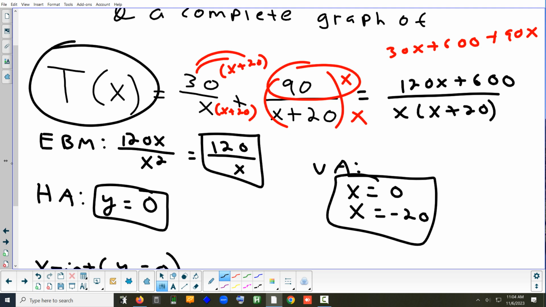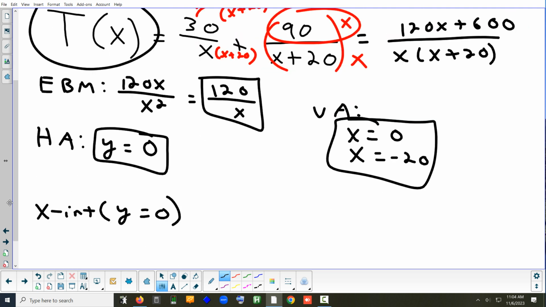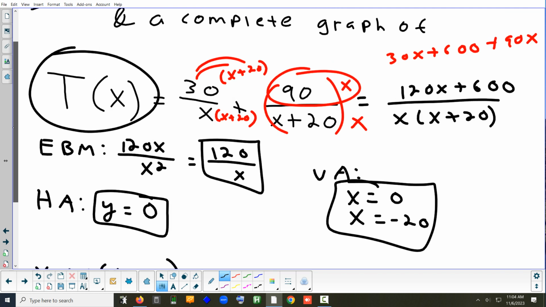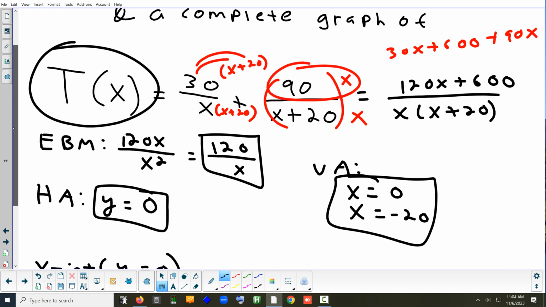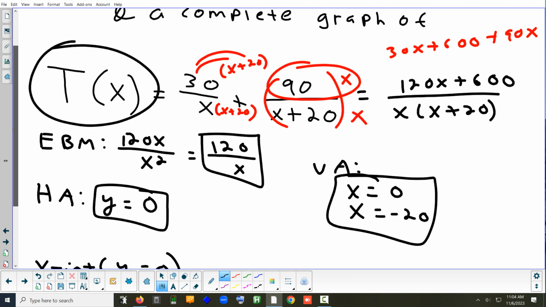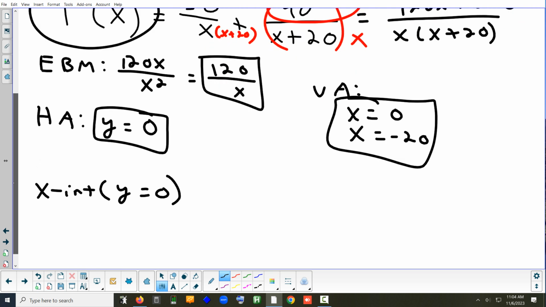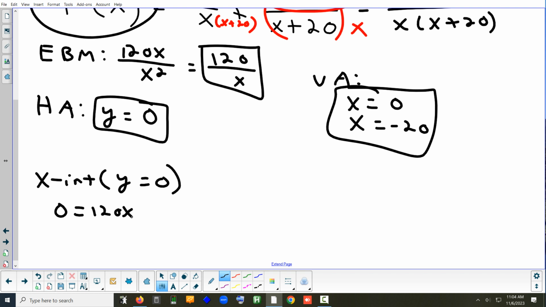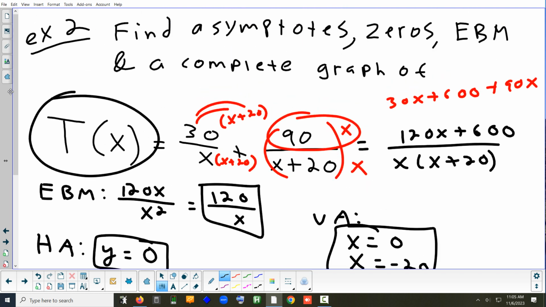If you plug in 0 for x, you're finding the y-intercept. We want the x-intercept, when the numerator equals 0. So the only way that fraction can equal 0 is when the top equals 0. So set the top equal to 0. Minus the 600, then divide by 120. Yep, it would be negative 5. Again, maybe that doesn't make sense in this word problem because it's about the speed of the car, but that's your x-intercept. Good.